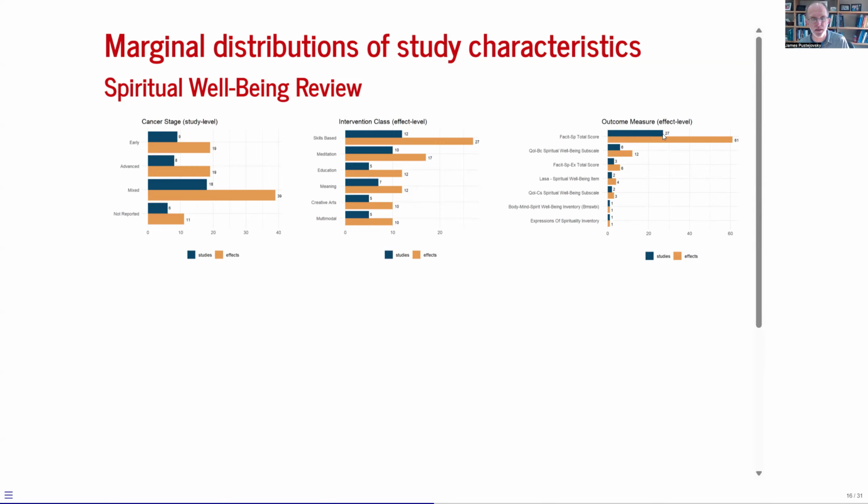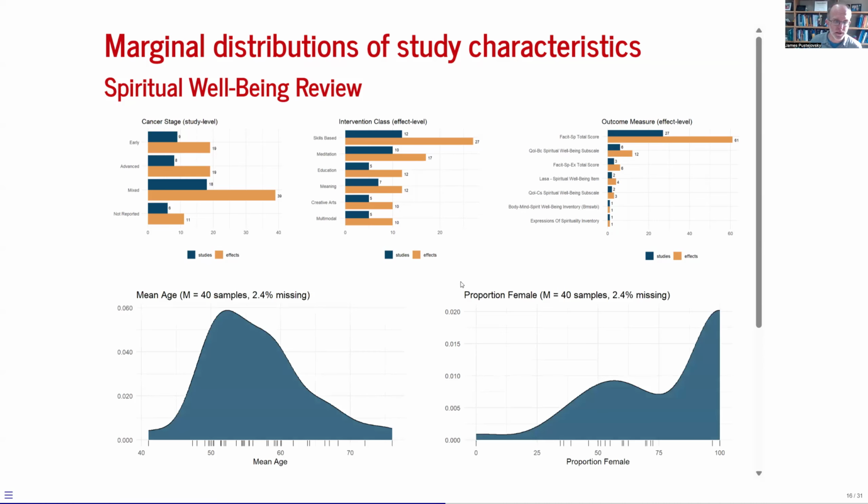So 27 of the studies, a total of 61 effect sizes, all use the same instrument. And then a couple of the other instruments reported in some studies were really one-offs, right? Like this body, mind, spirit, well-being inventory, the expressions of spirituality inventory. These are reported in very few studies. So the question that might come up at this stage is, can we really analyze the data by outcome measure? And if so, do we need to lump these different, unusual outcome measures together somehow?